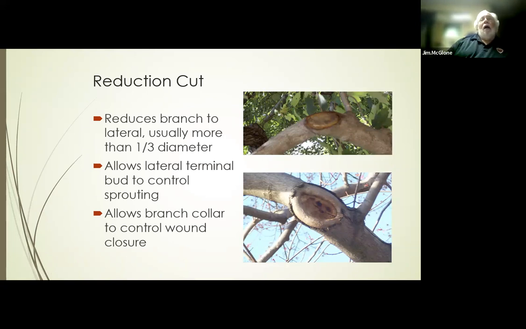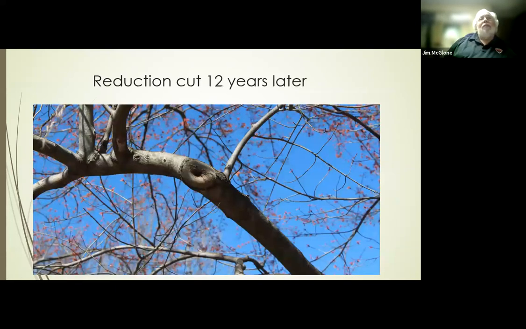So I did a reduction cut and shortened this branch at this lateral. And you can see here, I'll talk about this later, the aspect ratio, but you can see the lateral branch here is almost the same diameter as the main branch. And this is the cut I made. This is what it looked like after about 3 or 4 years. And this is what it looks like 2 or 3 years ago. This is 12 years after I made that cut. So this would have been in 2020.